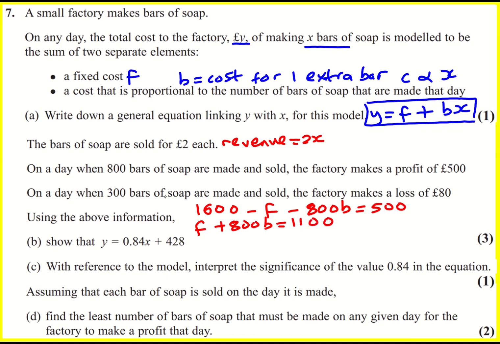And then on a day when 300 bars of soap are made, that's 600 in revenue, but we're going to lose F and then 300B. A loss of £80 is made, so we're going to get minus 80. I'm using profit equals revenue minus costs, basically. Let's rearrange this one. F plus 300B will be 600 plus 80, 680.